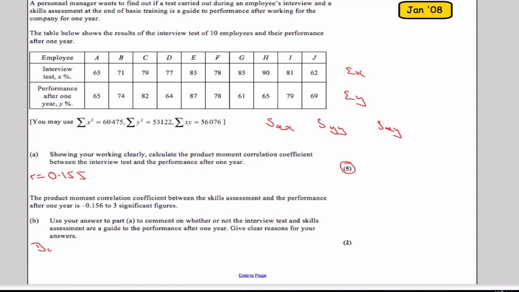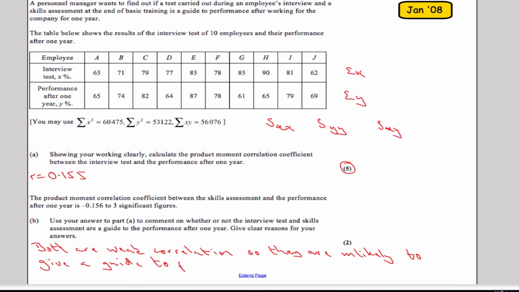So both are weak correlations. So they are unlikely to give a guide to performance. Okay, let's move on.